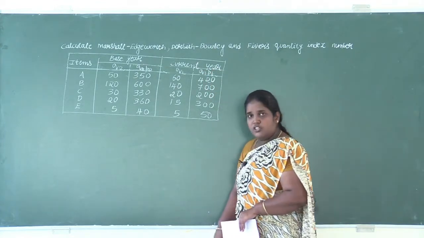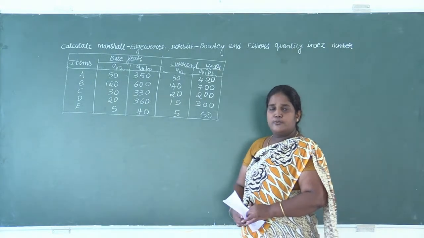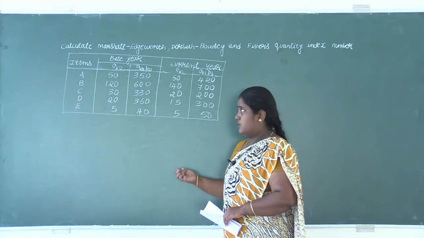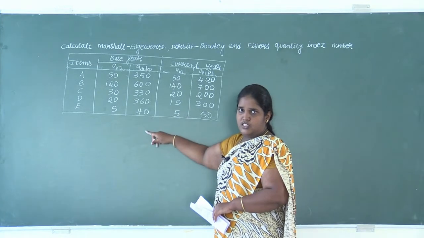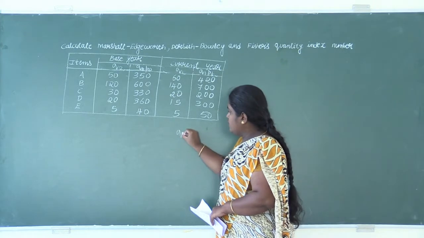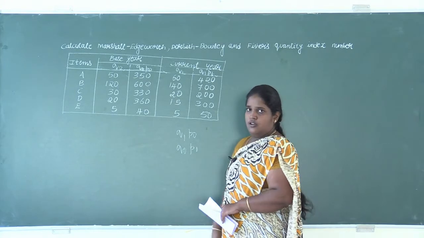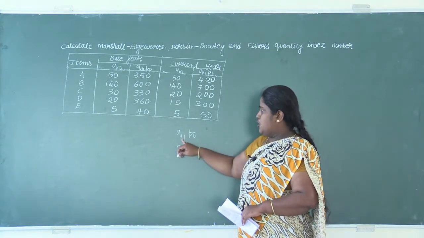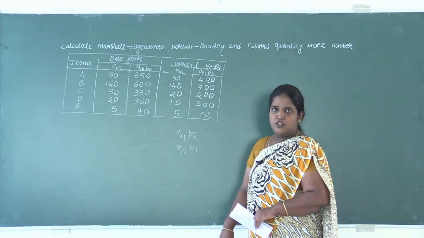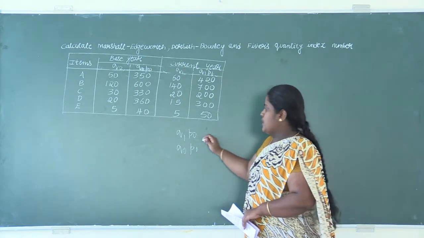And to do Marshall-Edgeworth, Dorbish-Bowley and Fisher's quantity index number, we need the totals of Q0 P1, Q0 P0, Q1 P0, Q1 P1. The two totals we have already, that is Q0 P0 and Q1 P1. We have to find out the total of Q1 P0, then Q0 P1. To find this total, we need Q1 and P0 values, and Q0 and P1. Q1 and Q0 are already given in the table. We don't have the price value, so price we have to find out.